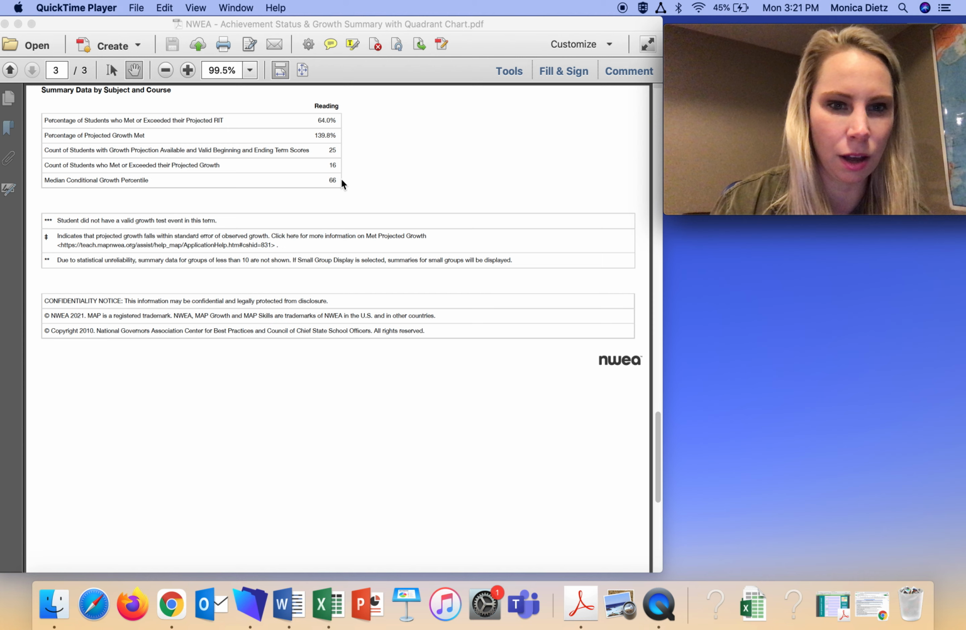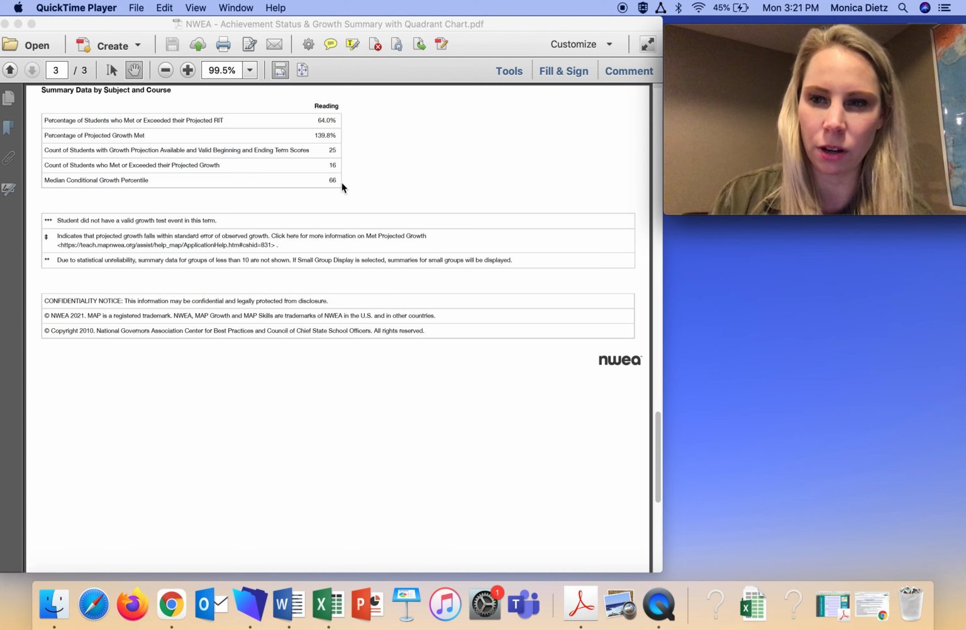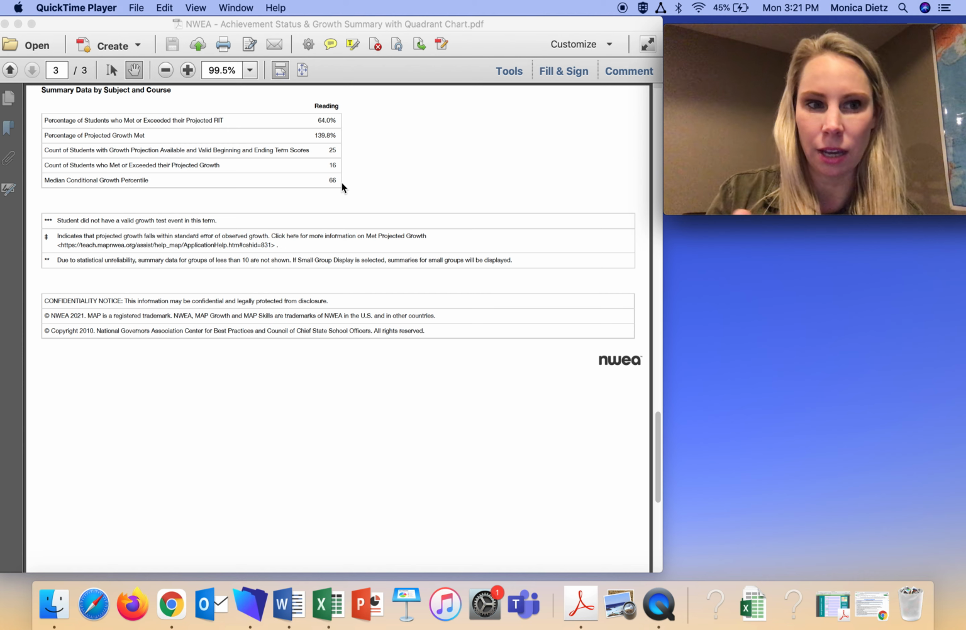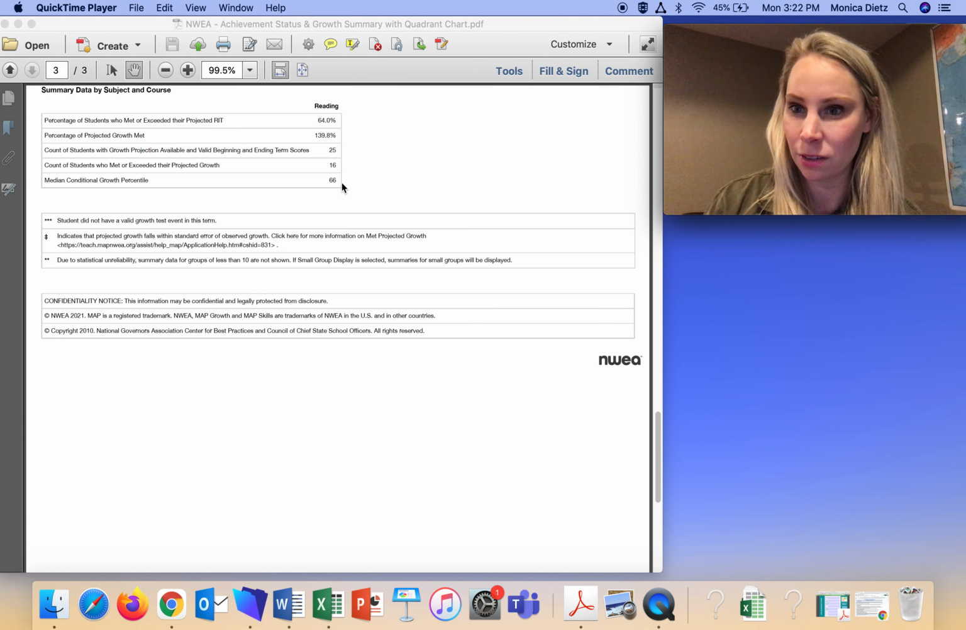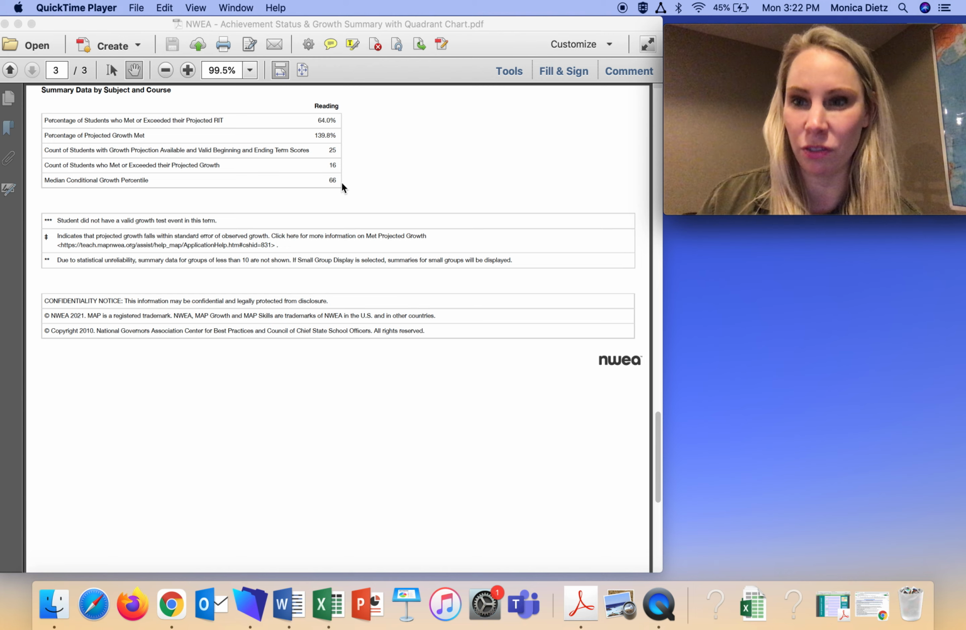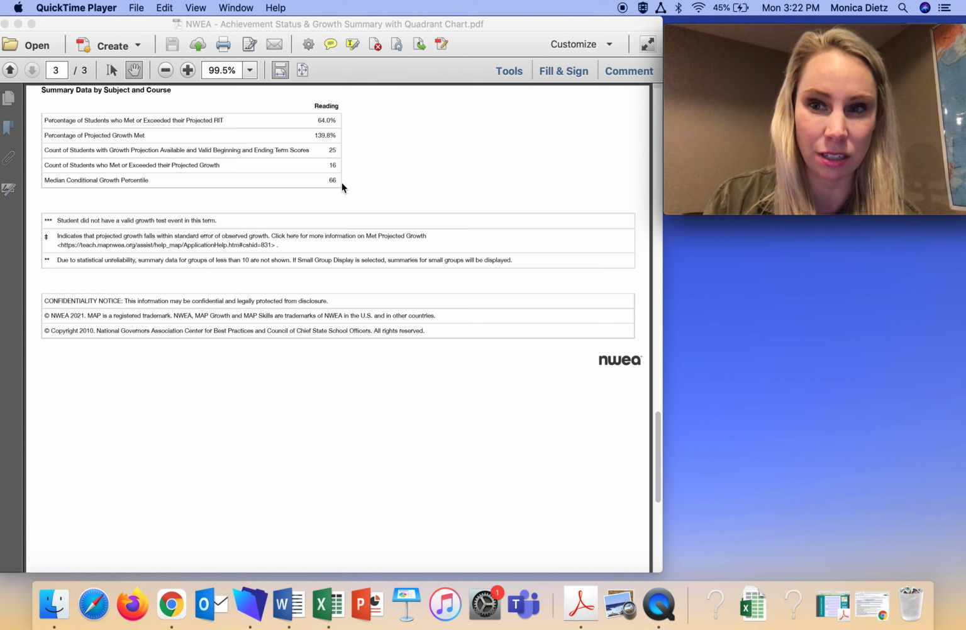I can just show you what this means if you want to know the median conditional growth percentile. That's like your middle child and what their conditional growth percentile was. If you're unfamiliar with conditional growth percentile, think that you or your students are in a race with, in this case, one child. So you're in a race with 100 people that scored the same as you did on the fall test. Okay, so you're just competing against people that scored the same as you did. And then where you finish, you want to finish above the 50th percentile. They finished above at 66.